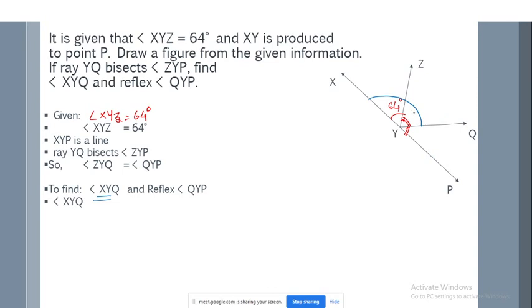Ma'am, can I continue? Yes, continue please. So we know that it is 180 degrees, ma'am. And we know that angle ZYQ is equal to angle QYP. If we consider ZYQ to be A, then QYP is also A, ma'am. 64 plus 2A is equal to 180 degrees. So you are saying that 64 plus 2A equals 180 degrees, where A is angle ZYQ, which is equal to angle QYP. Yes, ma'am.